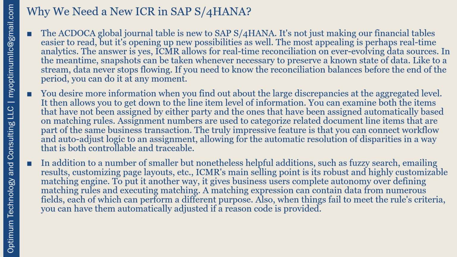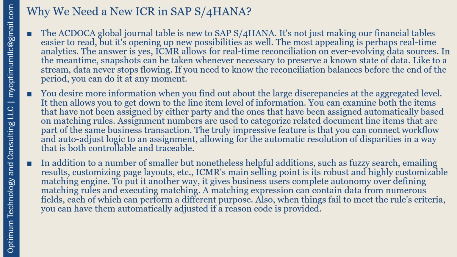If you need to know the reconciliation balances before the end of the period, you can do it at any moment. You desire more information when you find out about the large discrepancies at the aggregated level. It then allows you to get down to the line item level of information. You can examine both the items that have not been assigned by either party and the ones that have been assigned automatically based on matching rules.